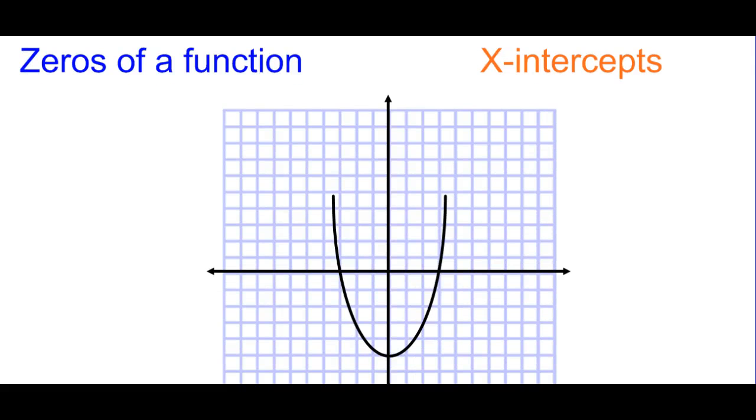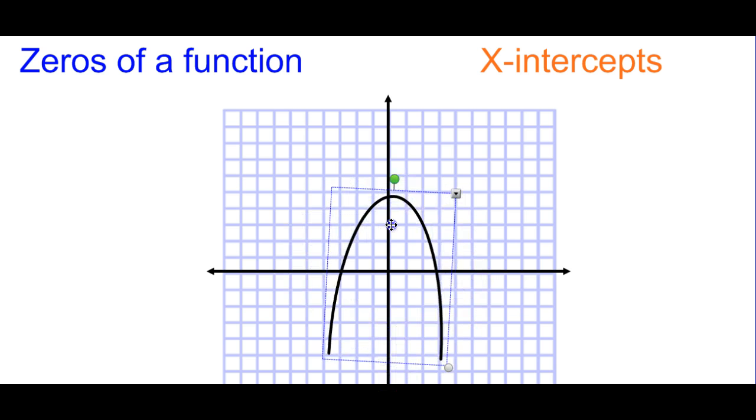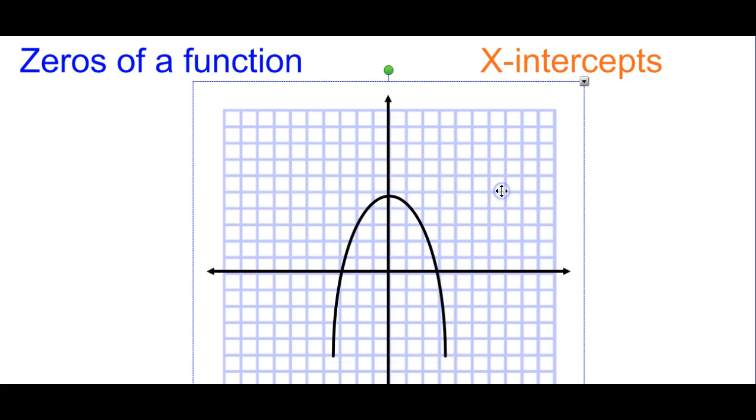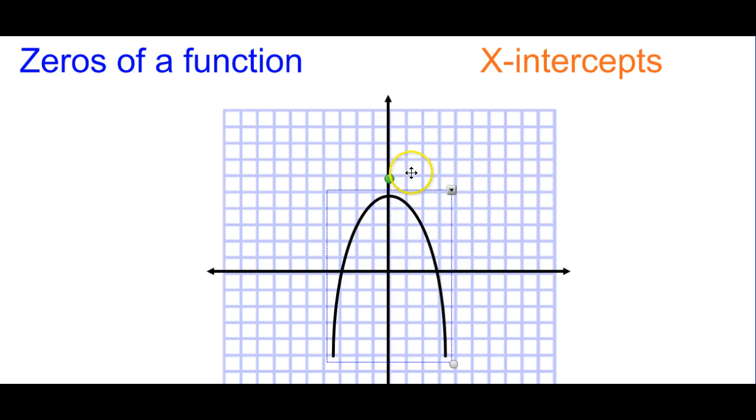All right, so here's what can happen. When you graph a parabola, one of three things can happen. It can look something like this, which means it has two zeros or two x-intercepts. It could flip over like this, in which case it still has two x-intercepts.